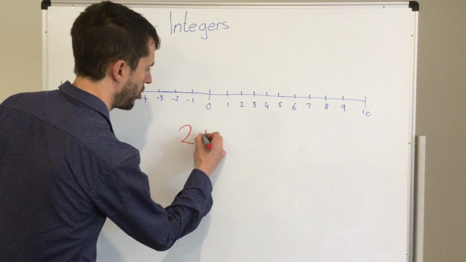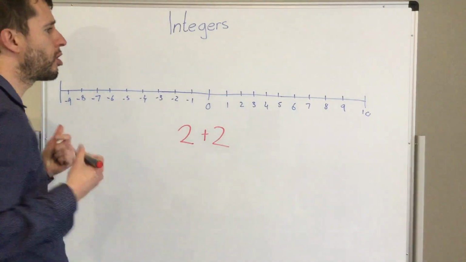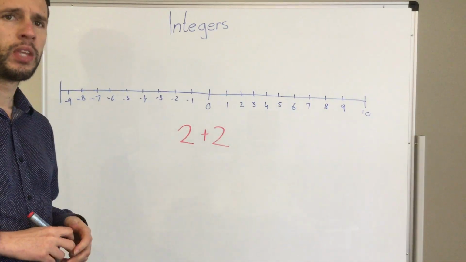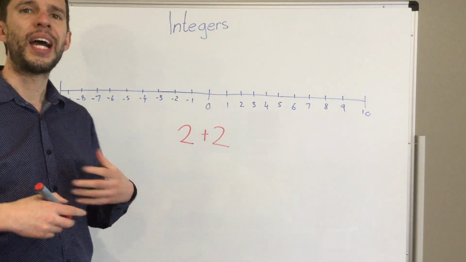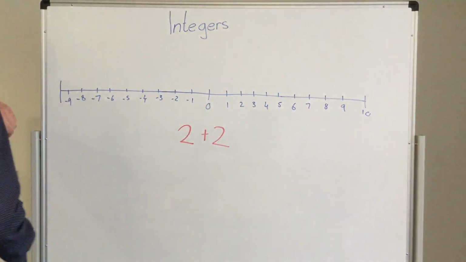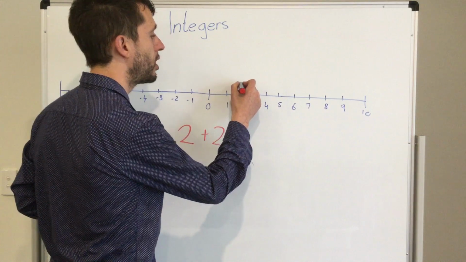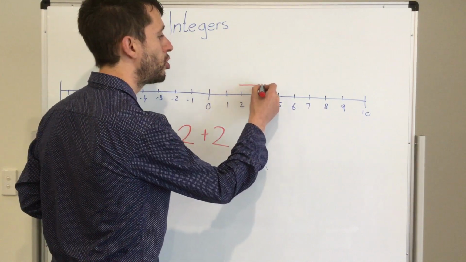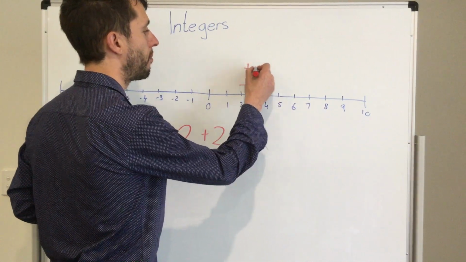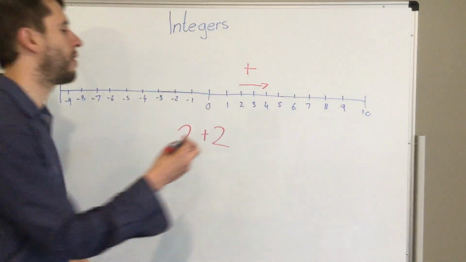So if I've got 2 plus 2, we already know 2 plus 2 equals 4. So when we're adding, we are getting bigger. So that means we are moving 2 places to the right. And we get to 4.